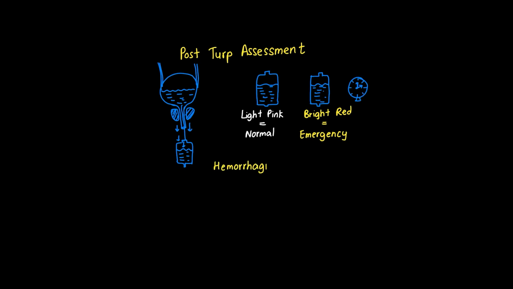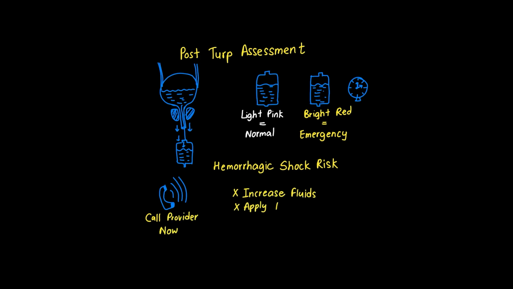Arterial bleeding can quickly lead to hemorrhagic shock. Increasing fluids won't stop arterial bleeding. Applying traction without orders could tear more tissue and worsen bleeding. The provider must be notified immediately for potential return to surgery to control the bleeding source.